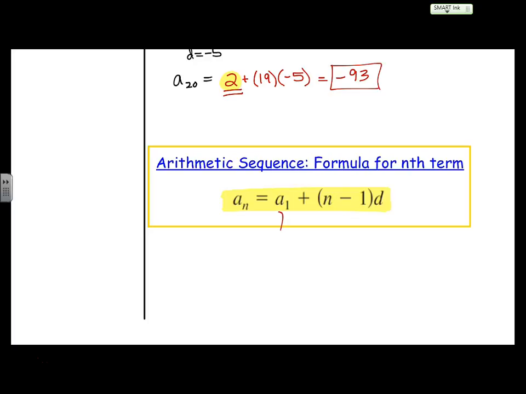So real quick, just in case you need a reminder, a sub 1 is just our first term. That was like the 2, David, in the example above. And d is our common difference. You guys should only see one other variable, which is the n, and then the n is going to be the number of the term we're finding, as identified by a sub n. So if it's a sub 20, n is 20, a sub 100, n is 100, etc.